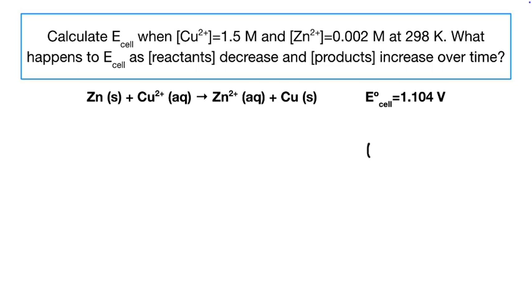Since you all can go backwards better, this equals what? Our E standard cell. Was it minus? It was plus? Minus RTNF? Or did I do it backwards? That's right. And then natural log Q. Any kind of confirmation would be nice. Okay, thank you.